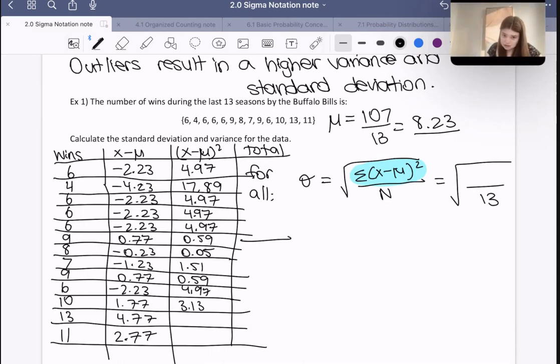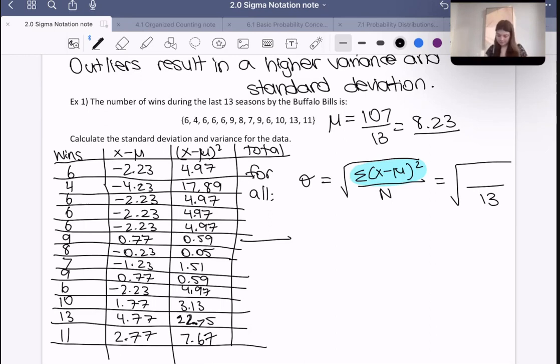4.77, let's see, 22.75. And then 2.77 is 7.67. Awesome. So now we've done all that. So now what we need to do is we need to add up all of those numbers. So let's grab our calculator out and let's add up all of those numbers.